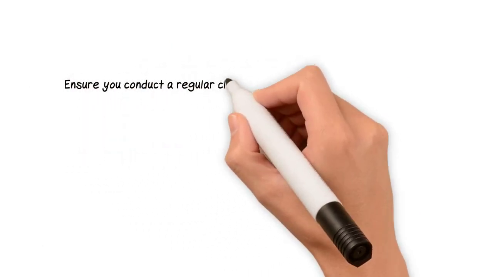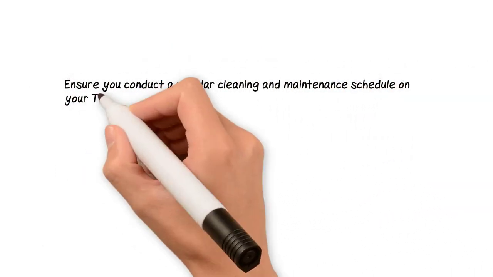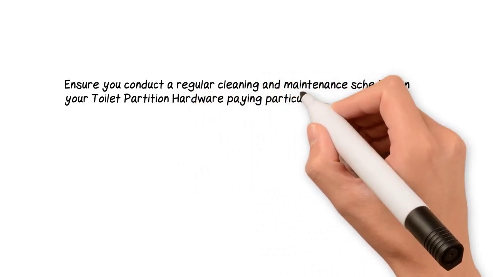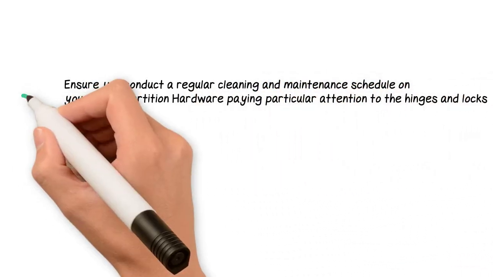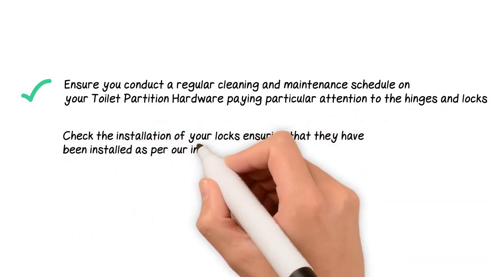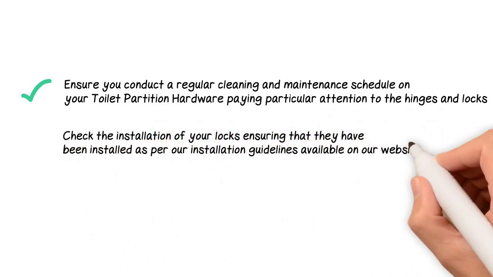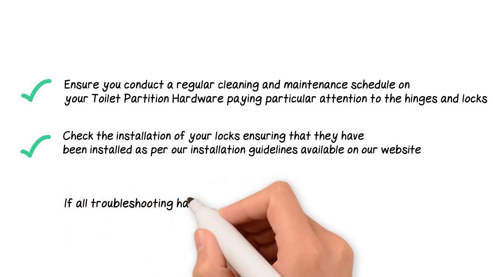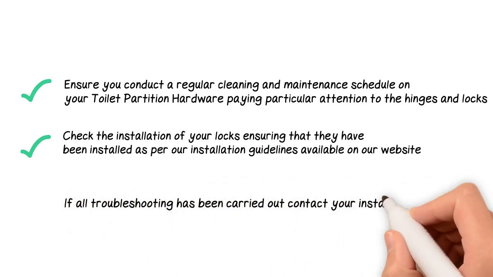So remember: 1. Ensure you conduct a regular cleaning and maintenance schedule on your toilet partition hardware, paying particular attention to the hinges and locks. 2. Check the installation of your locks, ensuring that they have been installed as per our installation guidelines available on our website. 3. If all troubleshooting has been carried out, contact your installer.